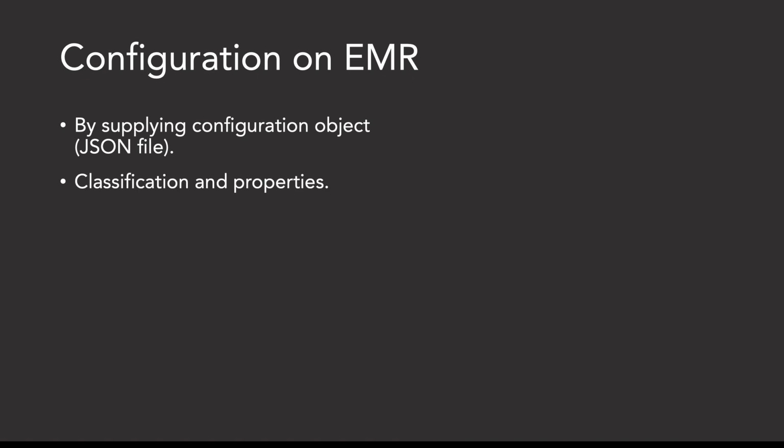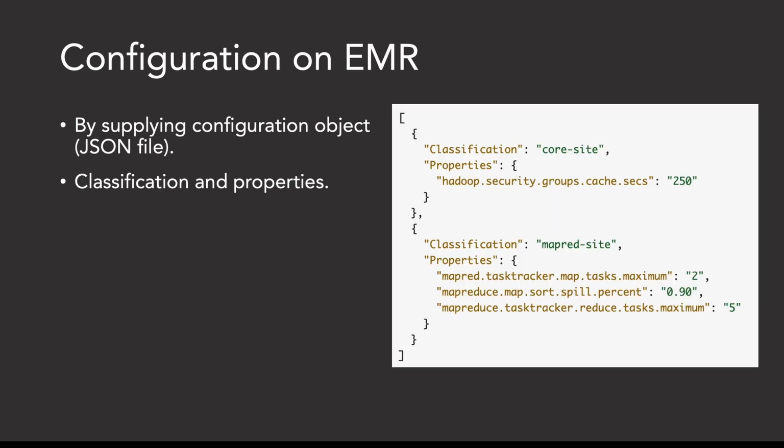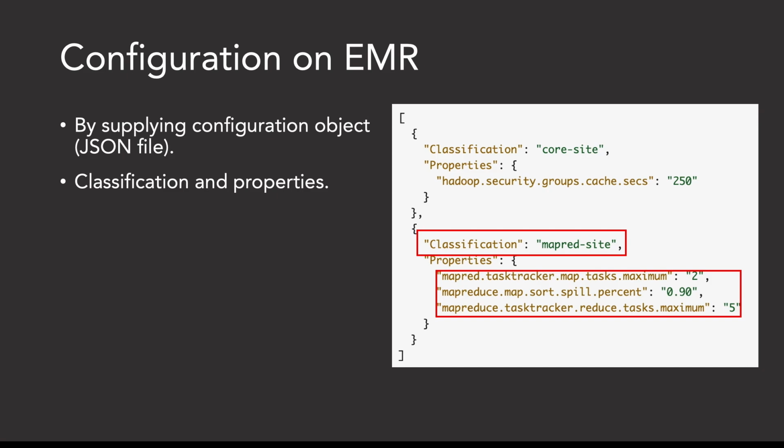There are two components of the configuration object. One is classification and the other one is properties. So this is how it looks. Classification is basically the application file name where you mention the parameters. So in this case, mapred-site is equal to mapred-site.xml. For Hive, it will be hive-site. And in the properties, we'll mention all the configuration parameters and their corresponding values.